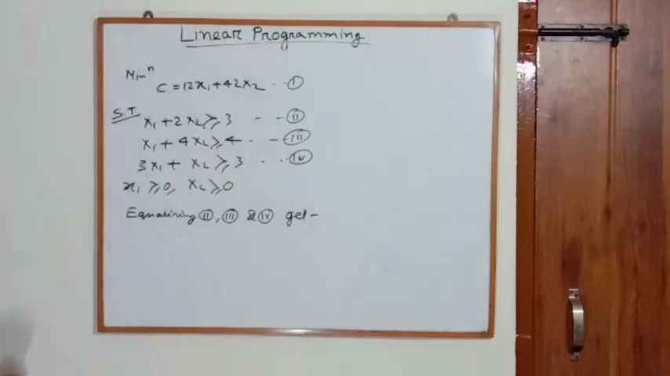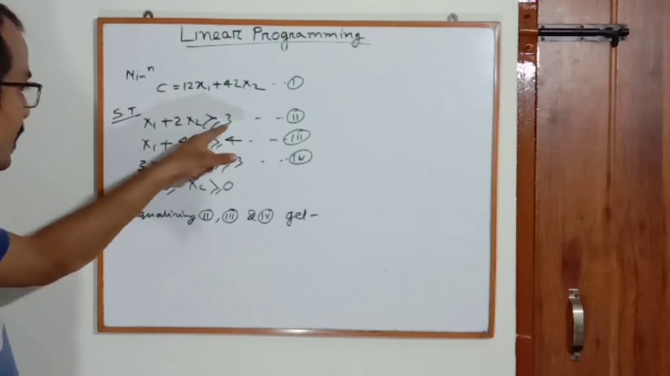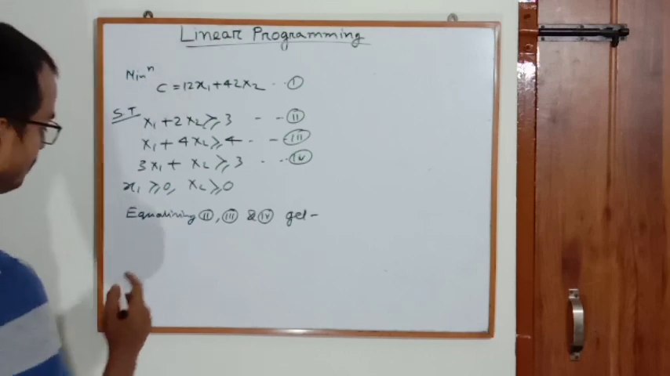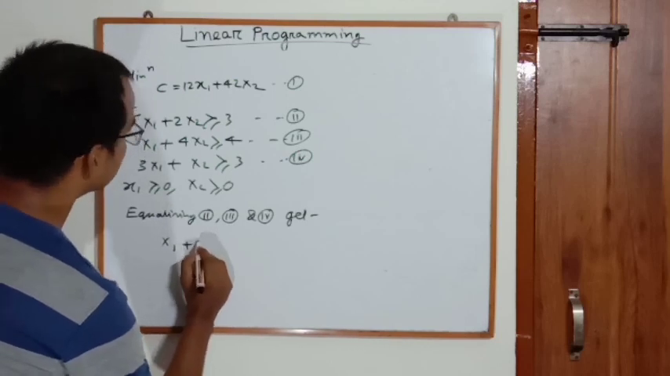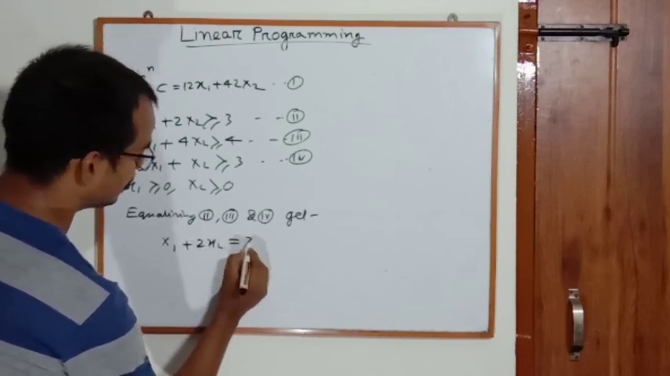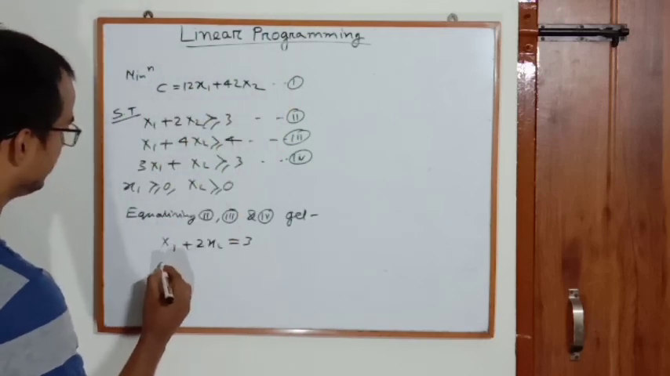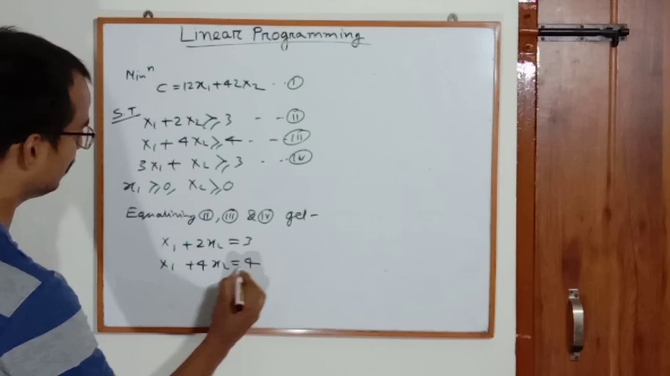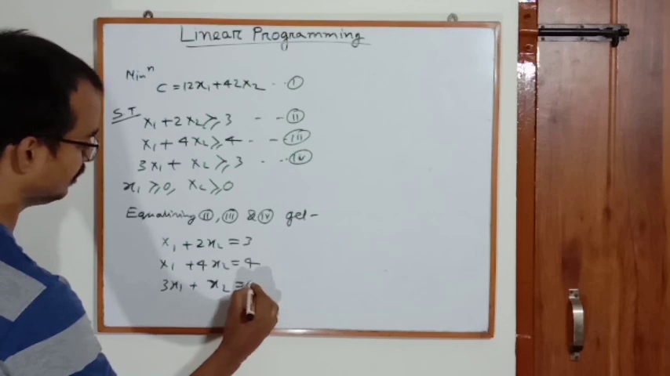In the graphical method, first of all you have to equalize. That means you have to take the boundary value. It is greater than or equal to 3, but you take it as 3. So it will be x1 plus 2x2 is equal to 3. You can write only the constant because this will not change. And again x1 plus 4x2 is equal to 4 and 3x1 plus x2 is equal to 3.